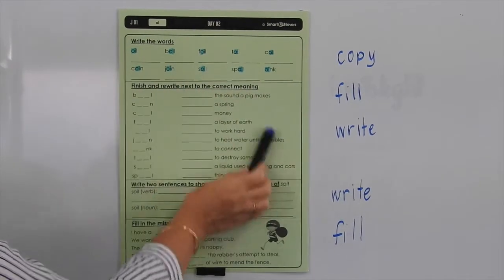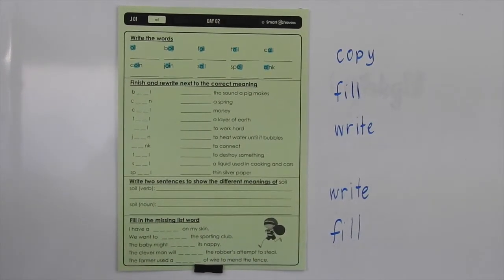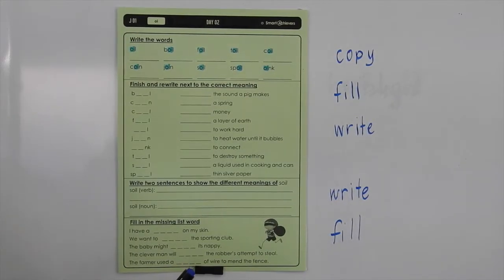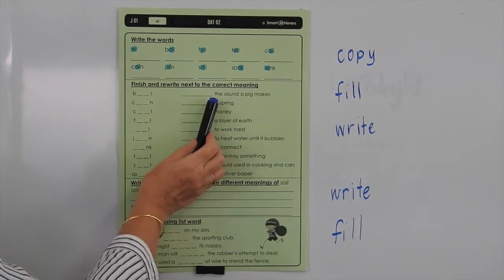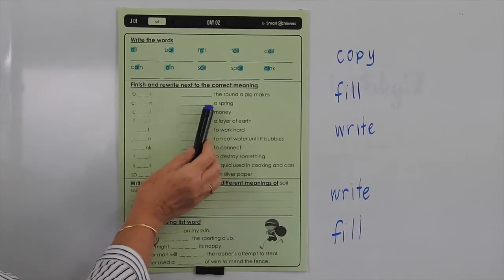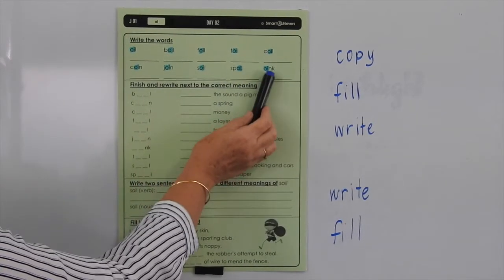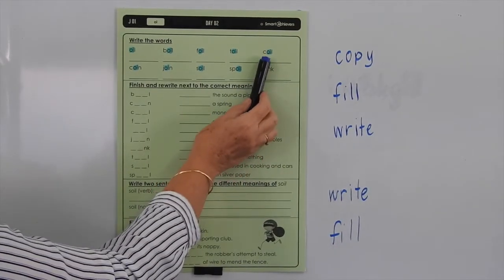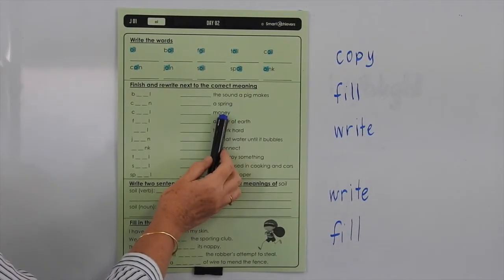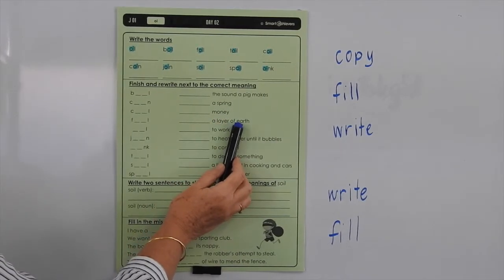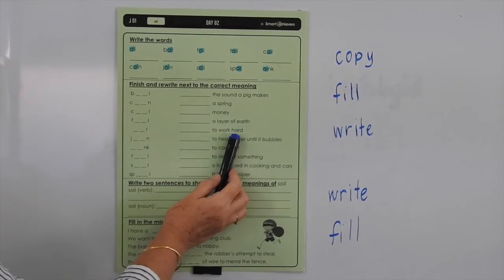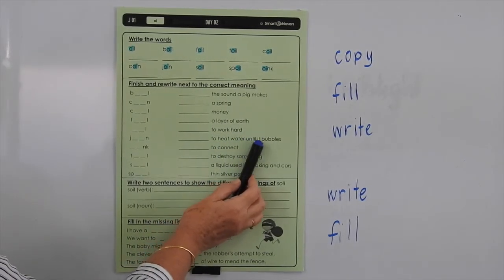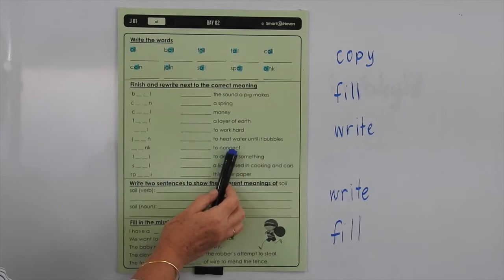So today it's all about the meanings of these words, because it's not much point in learning how to spell a word if you don't know what it means. So the sound a pig makes, you can probably work out what that one is. Oink. A spring is like a coil. Money could be a coin. A layer of earth would be soil, of course. To work hard is to toil. To heat water until it bubbles is to boil. To connect.